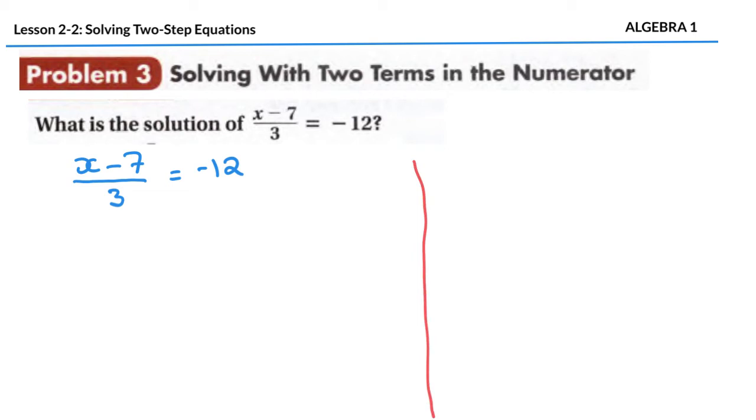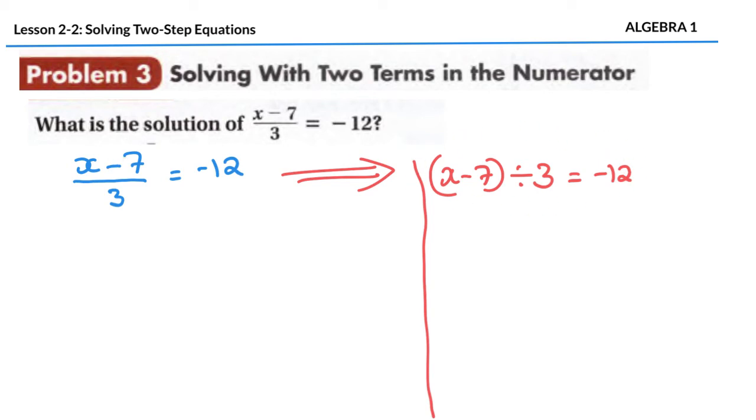How are we going to solve this? Always remember, whenever there is a division sign for the whole thing, it is like having parentheses over here. So the same thing can be written as (x minus 7) divided by 3 equals minus 12. These two are the same, just to make you understand. So let's focus over here now on this part. This is just to show you how it looks.